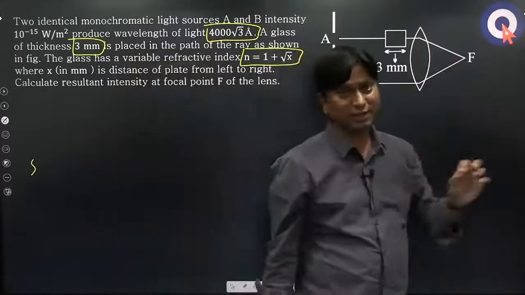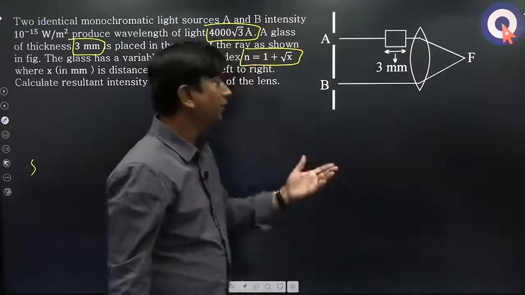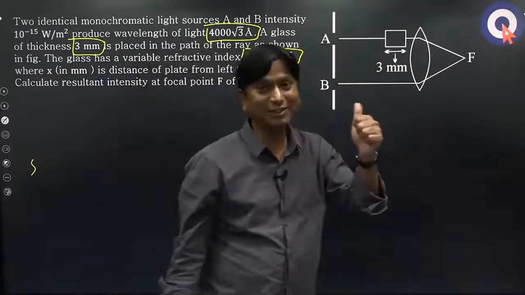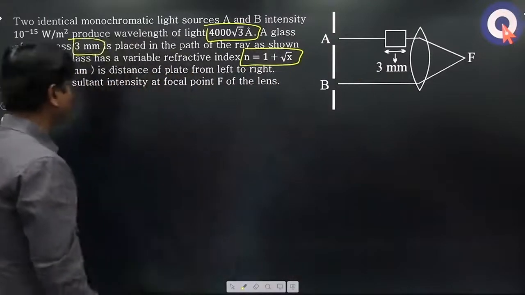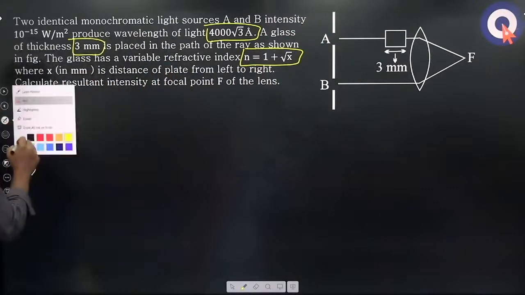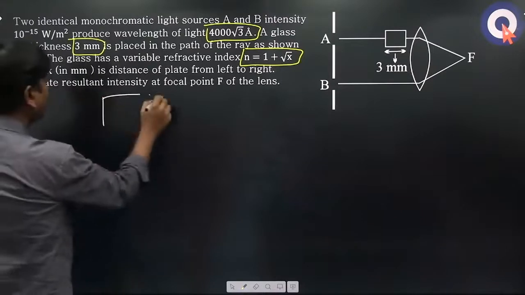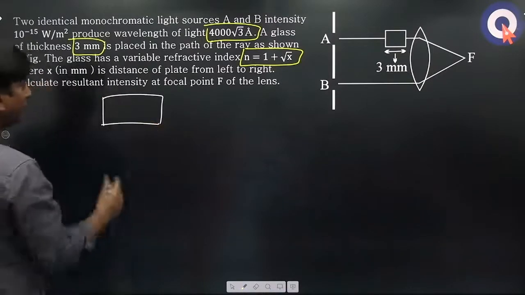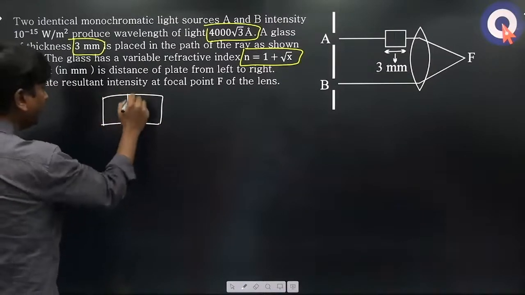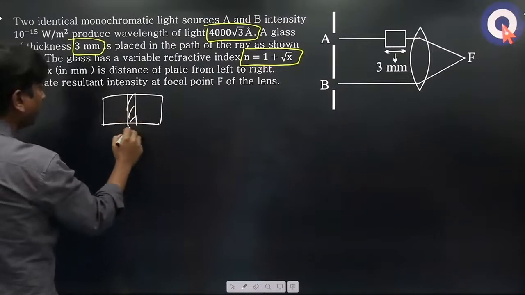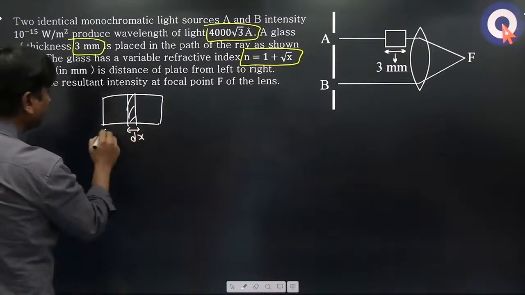So here, what is the resultant intensity, right? First of all, let us check how much path difference it is going to create. So you have this glass slab. Totally how much will it create? Take a small strip of thickness dx at distance x.